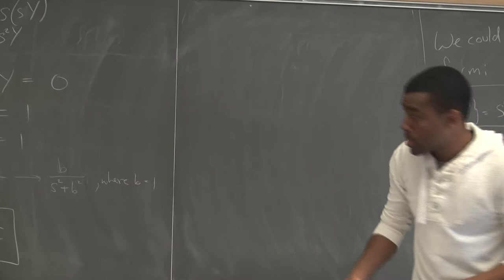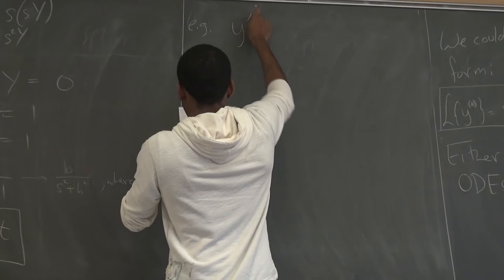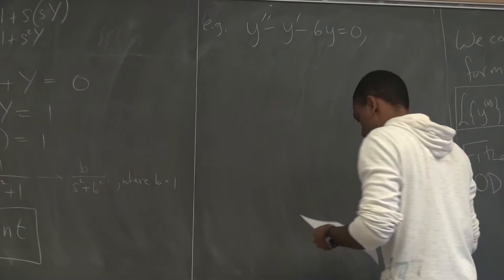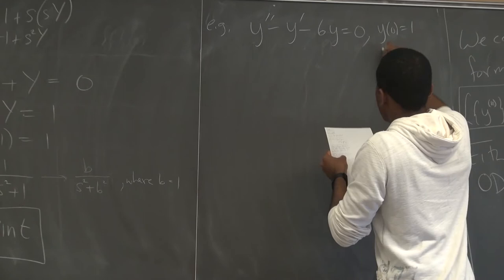Okay, another example, slightly more complicated, but still not that complicated. Y double prime minus y prime minus 6y equals 0, where my initial conditions are y of 0 equals 1, y prime of 0 equals minus 1.